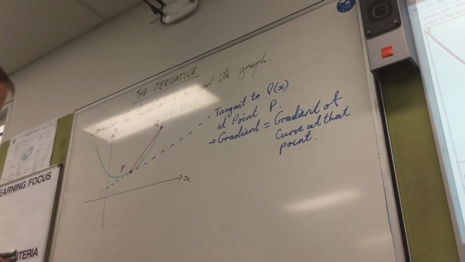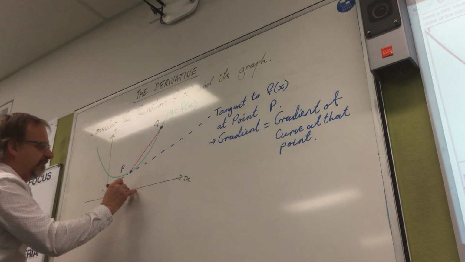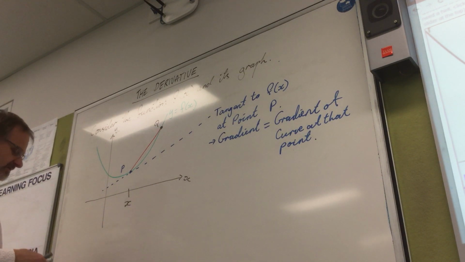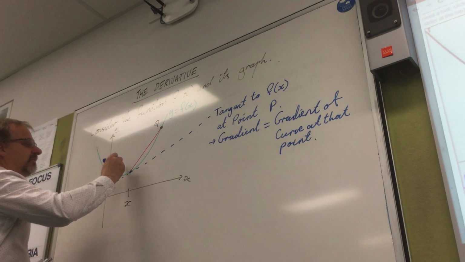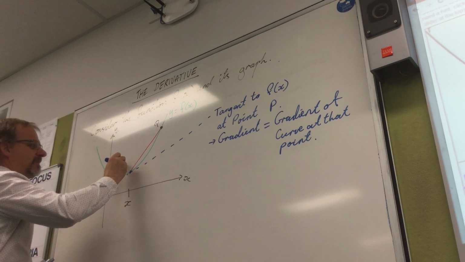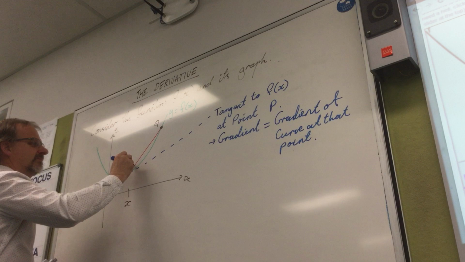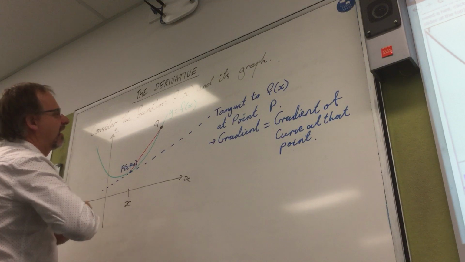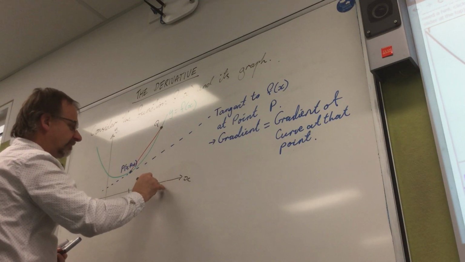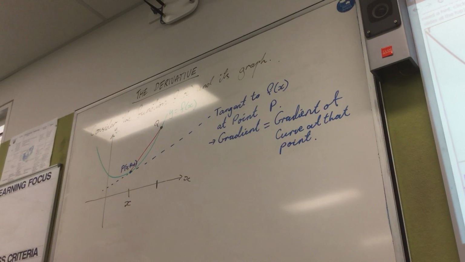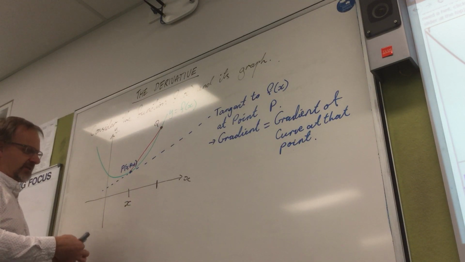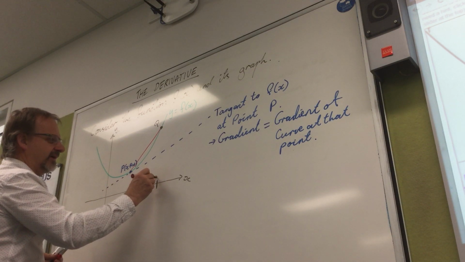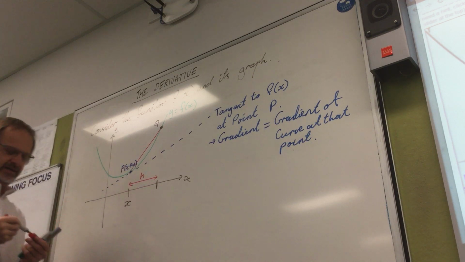So, what do we know? If point P here has an x coordinate x, its coordinates would be x and f of x. And then we go a bit further over to here for point Q. And this is what we do: we say that bit that we're adding on here, we're going to call that h.